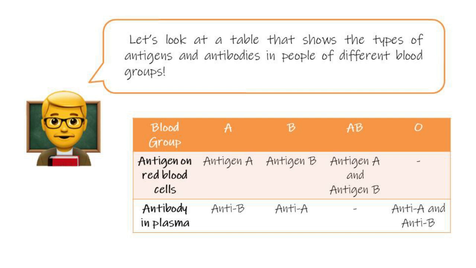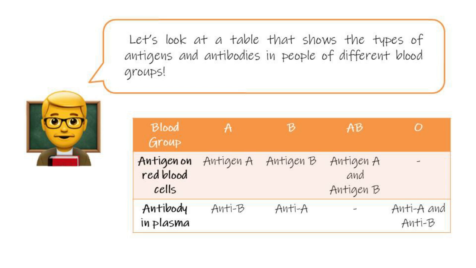Now, let us talk about how blood groups are inherited. A person's blood can be classified into group A, B, AB, or O. Blood groups are determined by the type of antigens on red blood cells. There are 2 types of antigens, A and B. There are also 2 types of antibodies in the plasma, namely anti-A and anti-B.